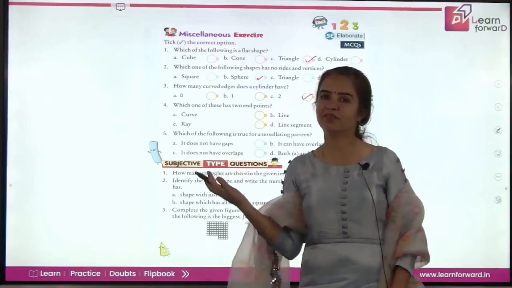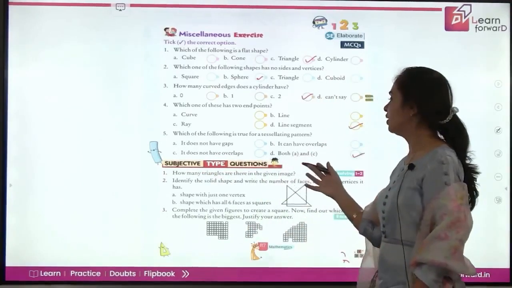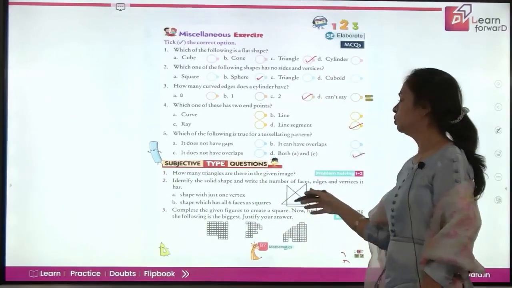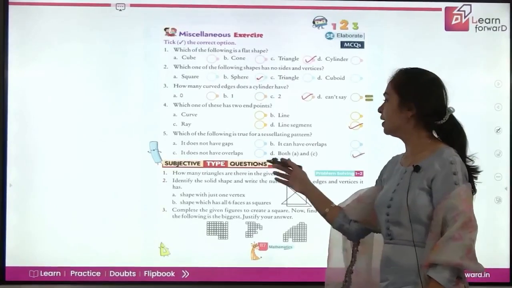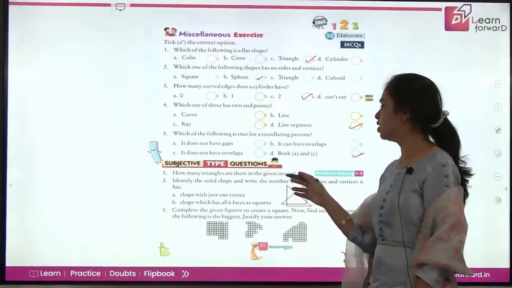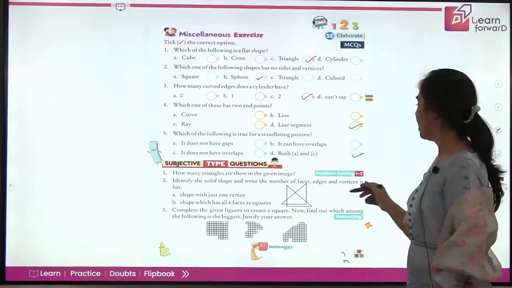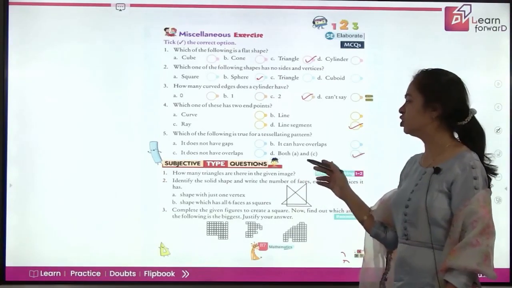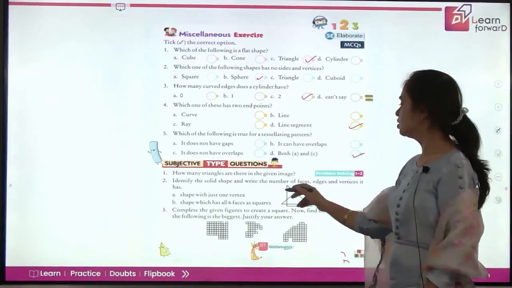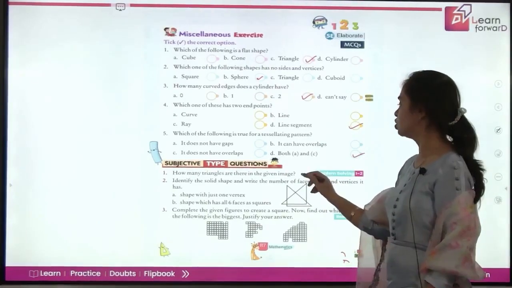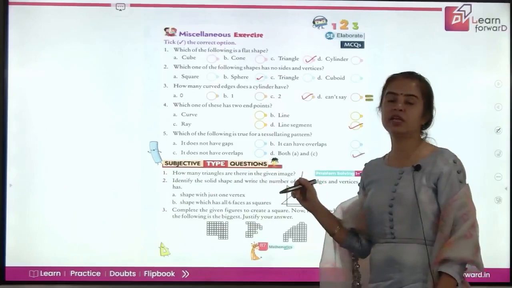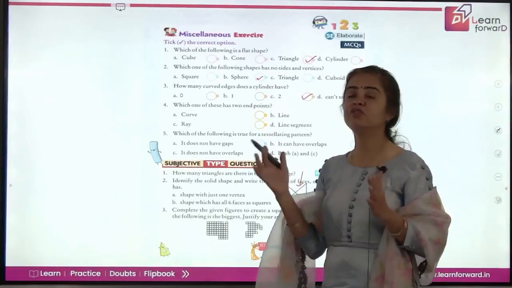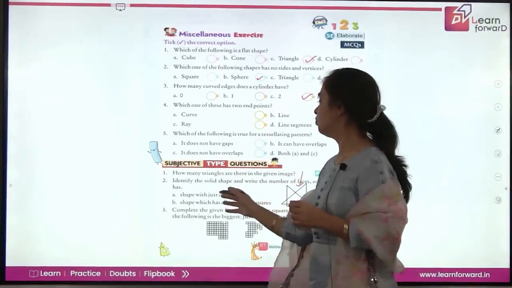Now, subjective type questions for you. How many triangles are there in the given image? So, just count them. Next, identify the solid shape and write the number of faces, edges, and vertices it has. Shape with just one vertex. So, this picture is for your question number 1. And for the second, you have to identify the shape by the features that are given here. Shape with just one vertex.